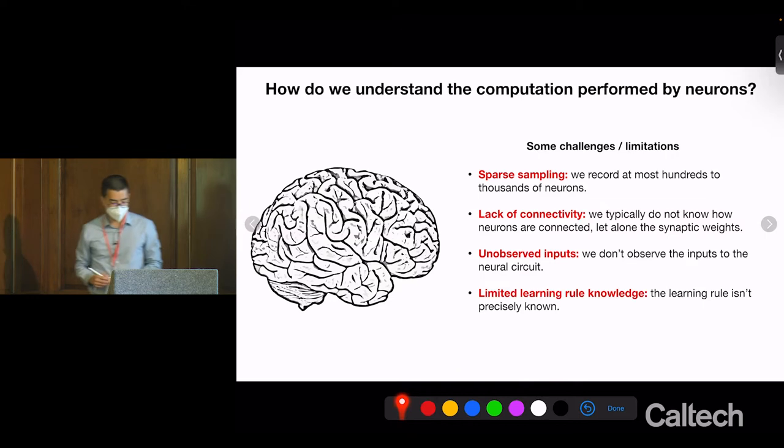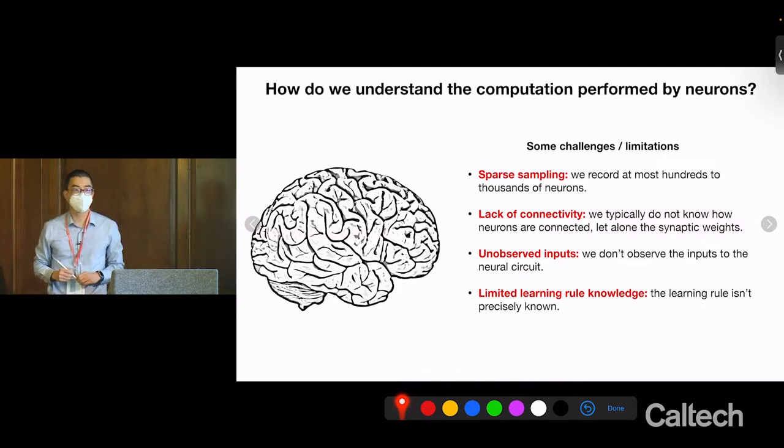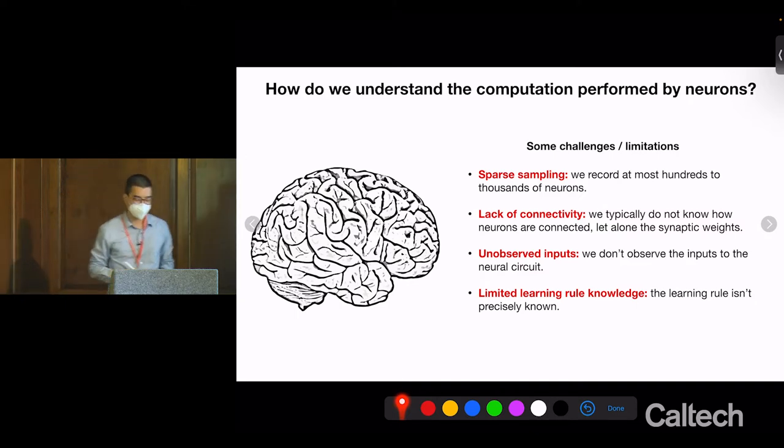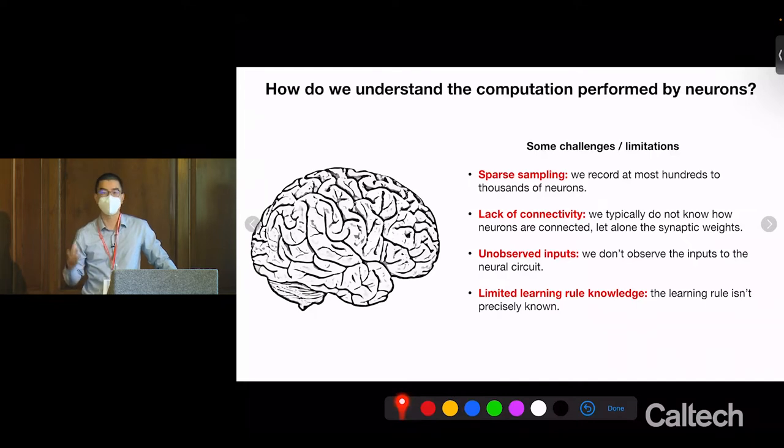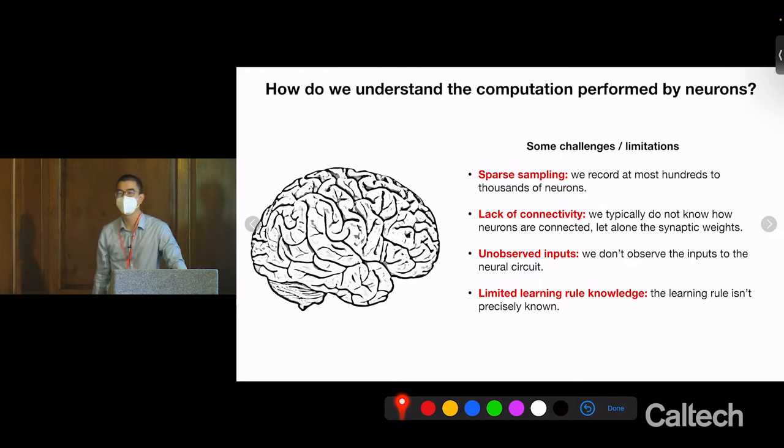And then lastly here, we also have limited understanding of the learning rule. So we of course understand some principles of synaptic plasticity, but the learning rule isn't precisely known, at least at the level of detail that we know it in machine learning, where we set the learning rule, we choose the learning rule. Question? Yeah.